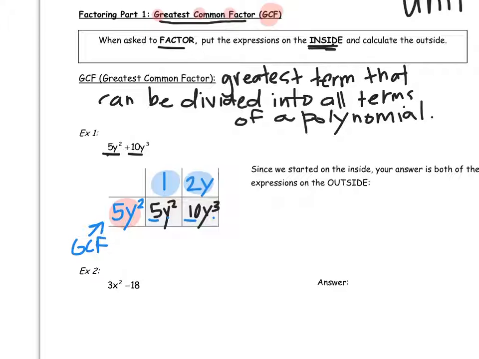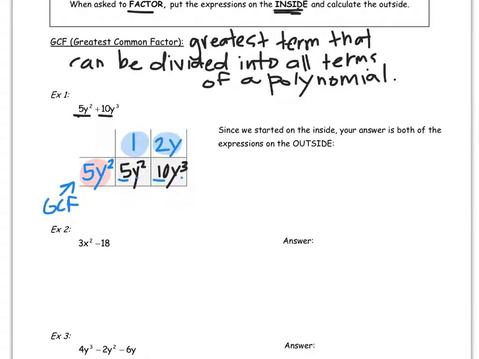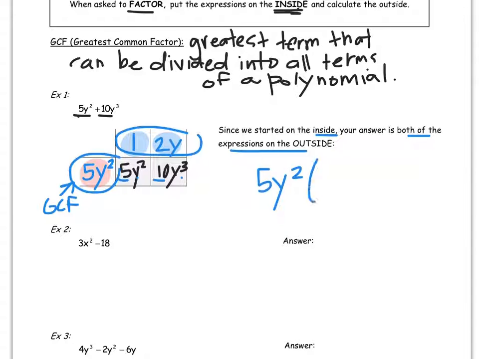Alright, so this is really important what this says. Since we started on the inside of the box, the answer is both of the expressions on the outside, which means it's here and here. And the way that we write our answer is like this. We write 5y squared first, parentheses, and then I write the top term, 1, and it's a positive 2y.